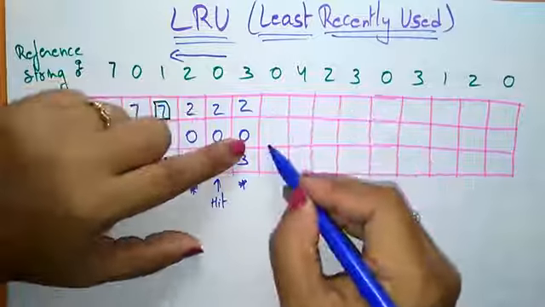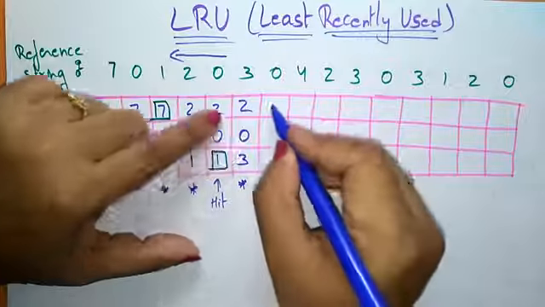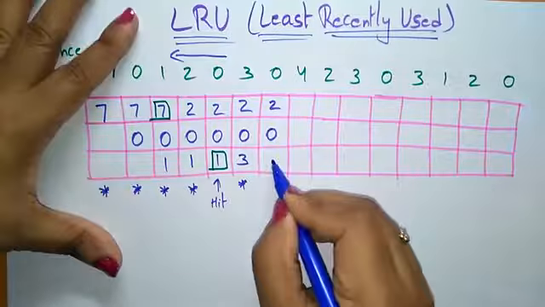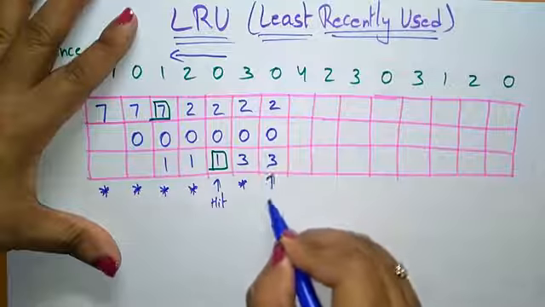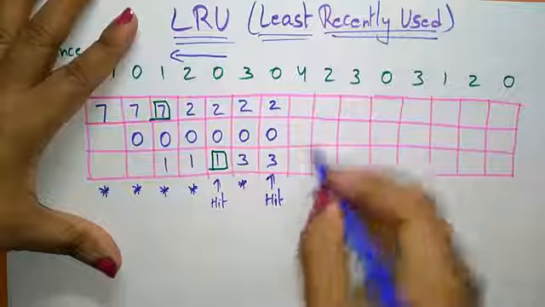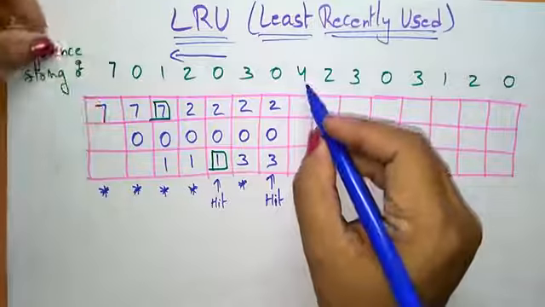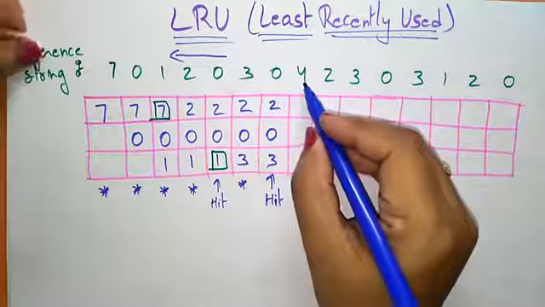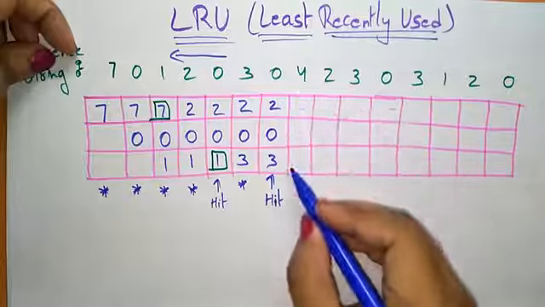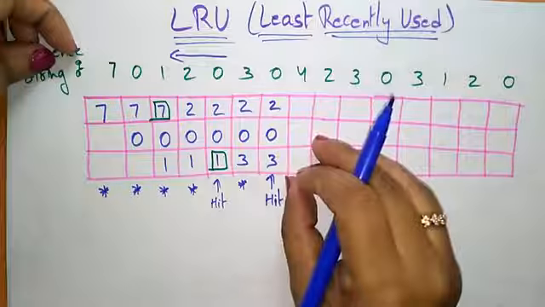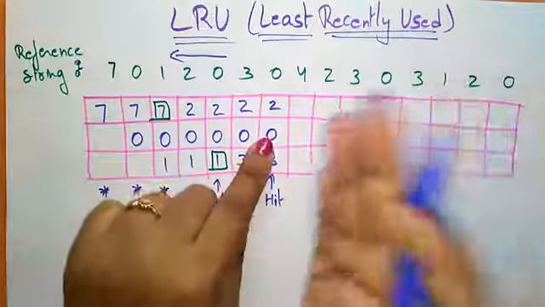Next I had to place 0, but 0 is already present here. So this is a hit. Now the CPU, the user, is demanding the page 4. So page 4 is not present here. So this is a page fault. So okay, I brought it from the disk.